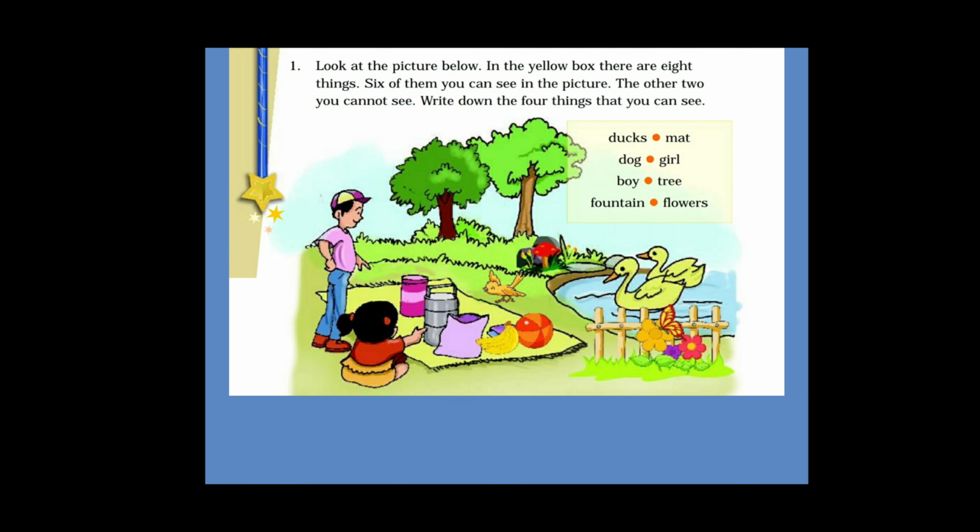Look at the picture below. In the yellow box there are 8 things. 6 of them you can see in the picture. The other 2 you cannot see. Write down the 4 things that you can see.